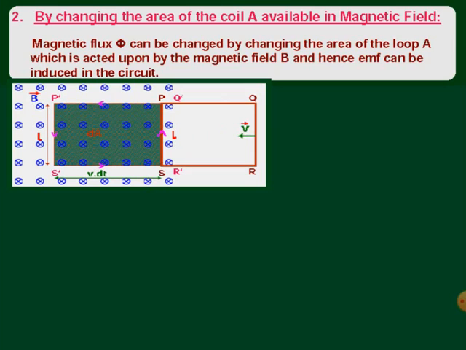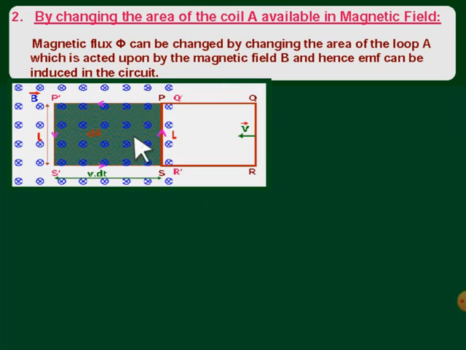In this case we have taken that the magnetic field is directed inward, perpendicular to the plane of the screen. Now a rectangular current loop or conductor is there. Suppose PQRS is the rectangular conductor, and this rectangular conductor is brought or moved inside the magnetic field.